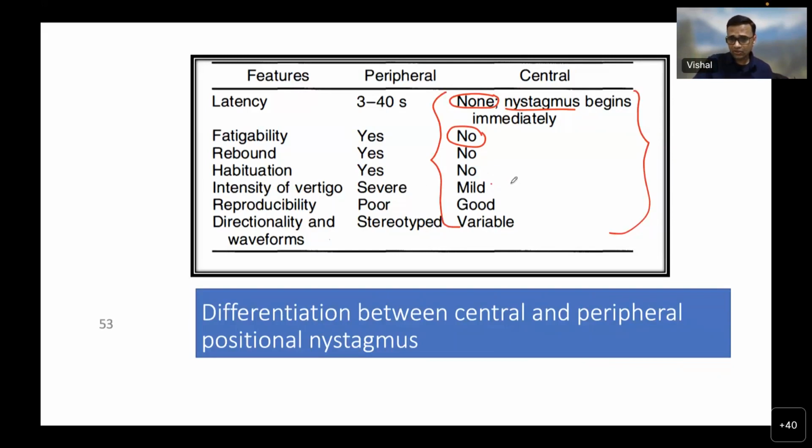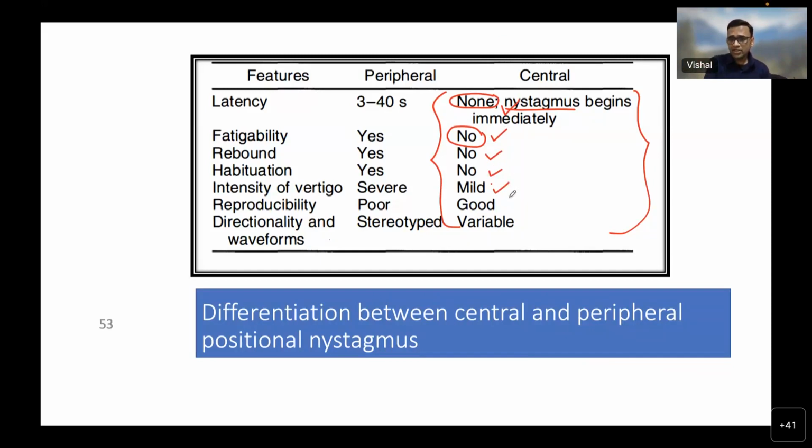For example, in another patient I have seen, the patient didn't have latency, but it was fatigable. It was getting fatigued after a minute. The nystagmus was getting fatigued. There was no rebound, but there was no habituation. Even if I repeat that Dix-Hallpike testing again and again, it was not getting habituated. There was associated vertigo, but the intensity of vertigo was mild.